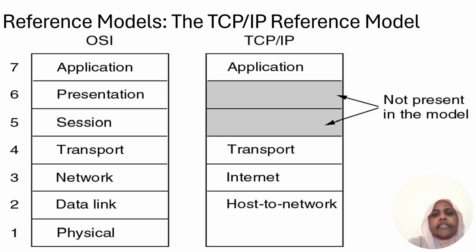As for the TCP/IP reference model, as we have said, it has only 4 layers: host to network, internet, transport, and application. Presentation and session layers are not present in this model. The functions of the presentation and session layers are mostly carried out by the application layer in the TCP/IP reference model.